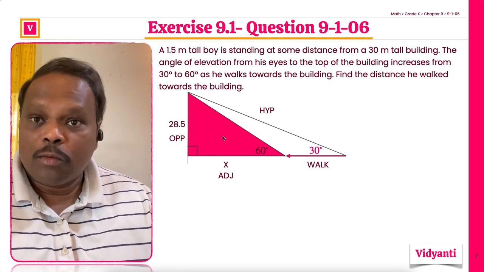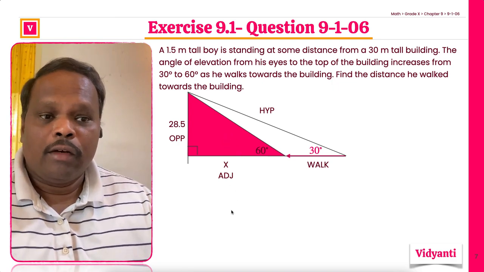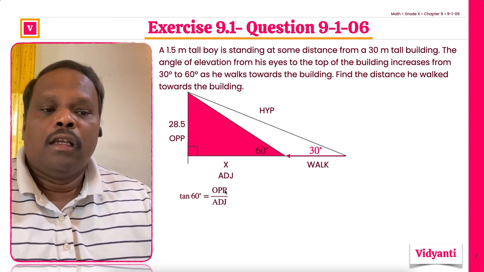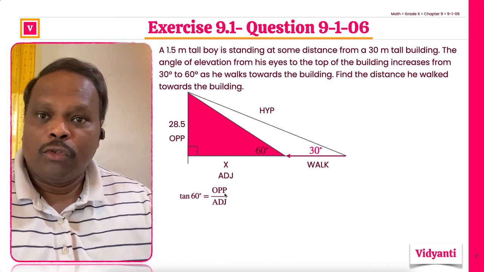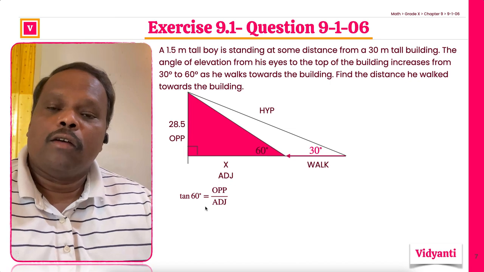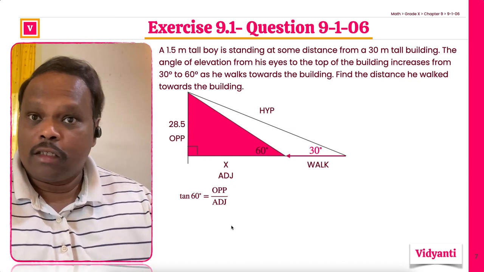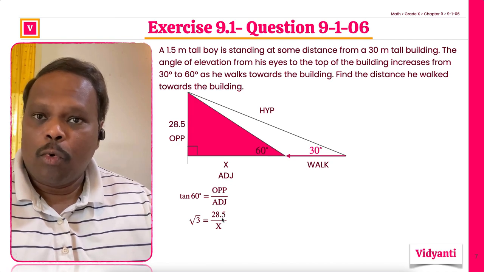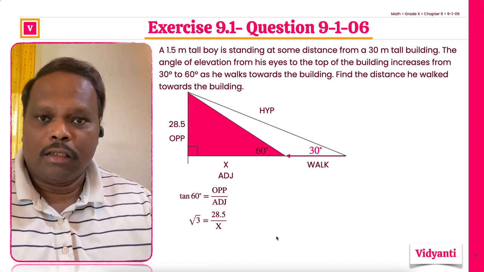So for the smaller triangle, which is shown in pink, we are going to write an equation: tan of this angle, which is 60 degrees, is the ratio opposite over adjacent. From the standard trigonometric ratios, we know that tan of 60 degrees is always root 3. That's the constant value, so we substitute that. Opposite is 28.5 and adjacent is x.